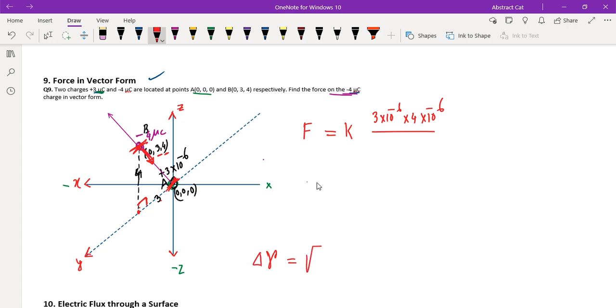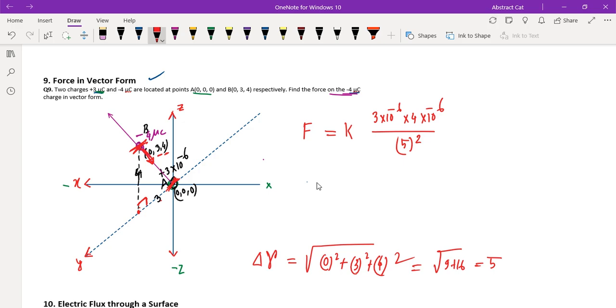Suppose that is delta R. From vector algebra, root over 0 square plus 3 square plus 4 square. Otherwise, with the right angle triangle, apply Pythagoras theorem: 3 square plus 4 square, root over, that is the hypotenuse. That is 9 plus 16, root over 25, you get 5. The separation is 5.